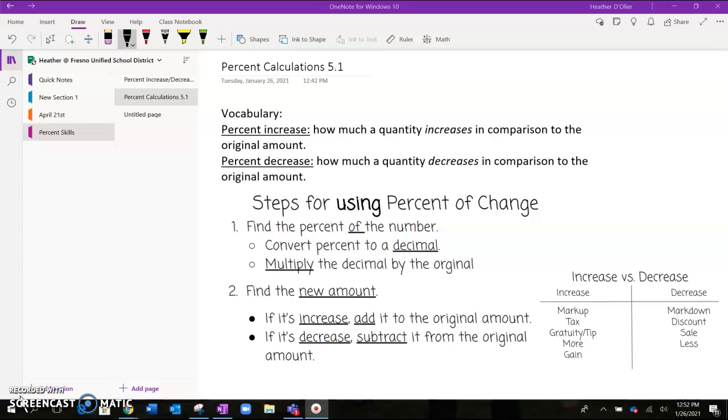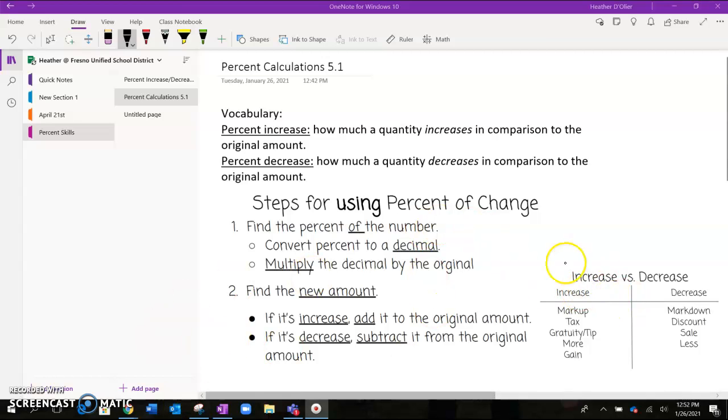It says, find the percent of the number, convert the percent to a decimal, multiply the decimal by the original, then find the new amount. If it's an increase, we add it to the original. However, if it's a decrease, we're going to subtract it. The words kind of work together.